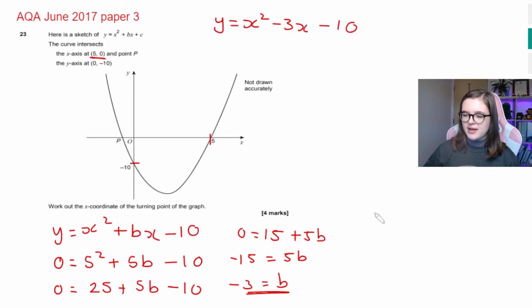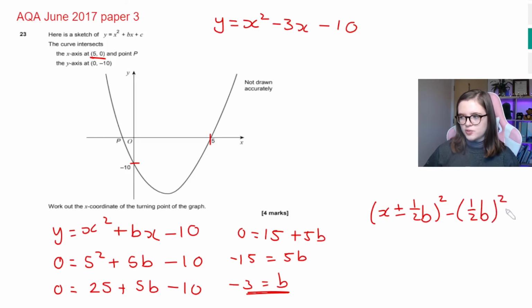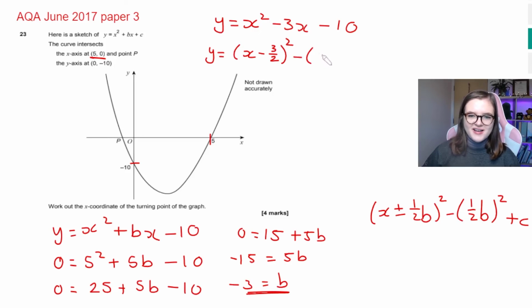So our equation for that is (x plus or minus a half of b) squared minus (a half of b) squared plus c. Let's do that then. So then we have y equals (x, half of that, which is minus 3 over 2) squared. Take away that again, minus (3 over 2) squared, minus 10, but awkward this time, some awkward decimals. So they're awkward fractions, I should say. Let's carry on with this then.